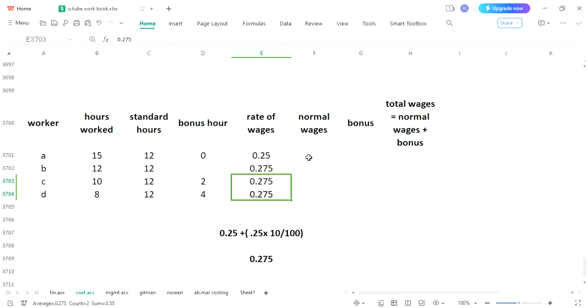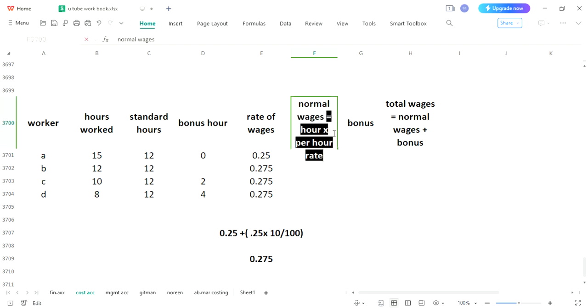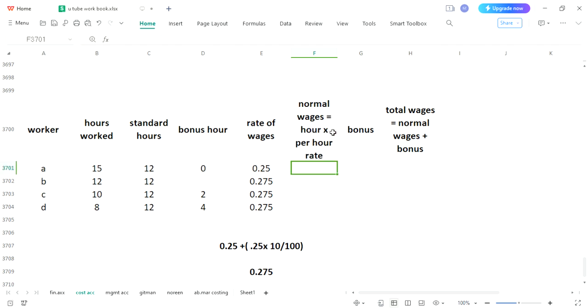Okay, now we are able to calculate our normal wages, and we will use the time rate method, hours multiplied by per hour rate. So same which we have discussed earlier. Hours worked are present over here, 15, and rate is present over here. So first worker, hours he had worked 15, and it would be multiplied by per hour rate 0.25. Please note it down in this way. Amount of wages of first worker has been calculated.